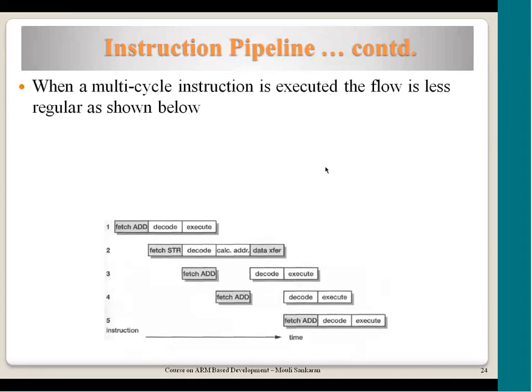Now when a multi-cycle instruction is executed, the flow is less regular, as shown below. So what is a multi-cycle instruction? As I told you, there could be a sequential access of memory, and one instruction can perform copying or taking multiple values from memory, or transferring multiple values between a set of registers and the memory. So during a multi-cycle operation, take an example. In that case, the execution part of that instruction gets extended. Okay, let us not worry about that too much here.